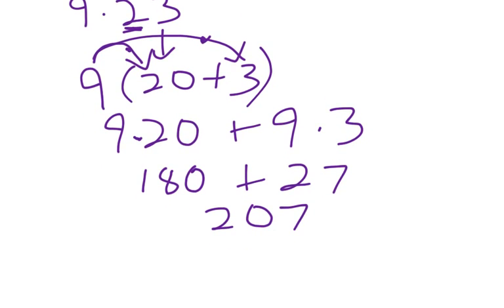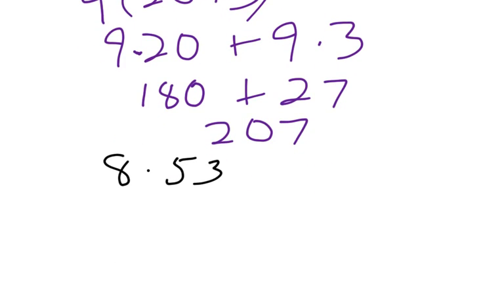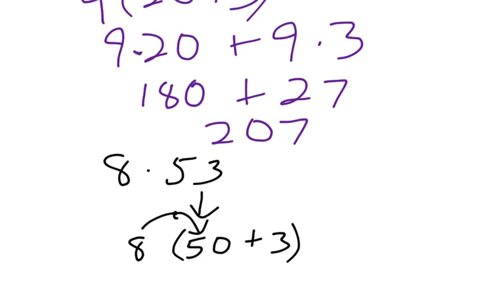Let's do 8 times 53. So 8 times 53. The 53 I'm going to break down into 50 plus 3. And then I'm going to do 8 times 50. And then 8 times 3. So I'm thinking 8 times 50 plus 8 times 3.